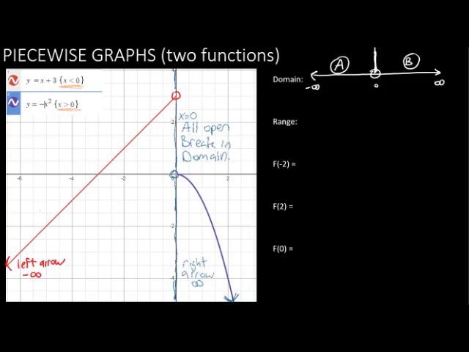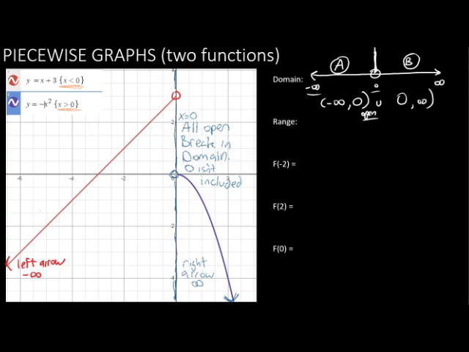For the domain, I'll write for A, negative infinity to 0. Now for 0, since all of our circles are open, we're going to put a parenthesis there to show that 0 is not included. We can think of open circles as being matched up with parentheses when we write our domain or range. We'll then say union because there's another piece coming. Piece B will also go from 0 to infinity. Of course, reading left to right as usual.